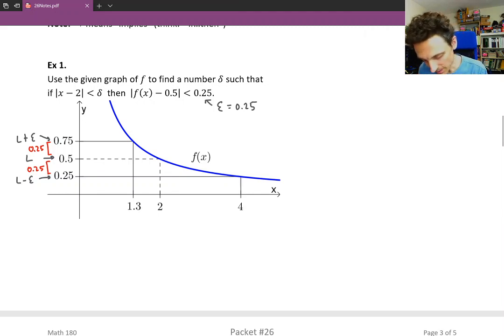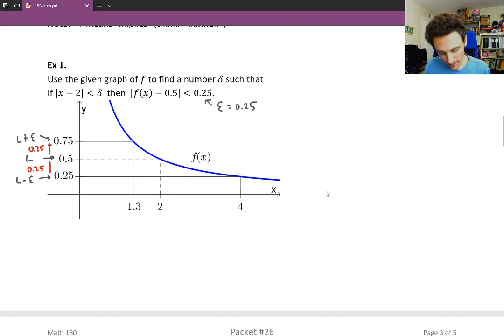In fact, I think I'm going to write these like this: from here to here and from here to here. So we're going to have to find a delta that's going to respond to this epsilon challenge. We want to make it so that when x is within delta of 2, when we plug all those x values on that interval about 2 into the function, the y values are going to be within 0.25 of 0.5, so within epsilon of this limit L.